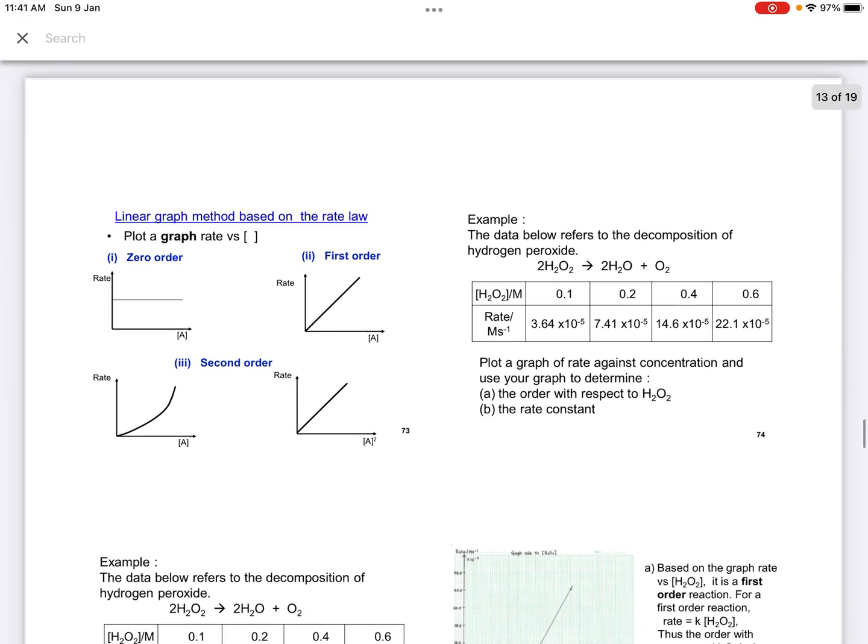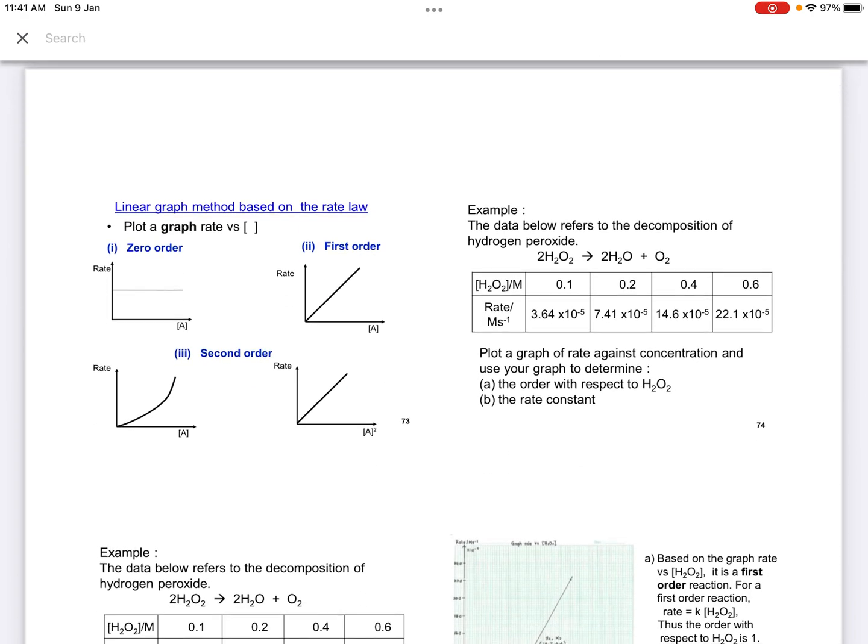Okay. So, linear graph method based on the rate law, plot of graph of rate versus time, rate versus concentration. Kalau rate versus concentration zero order, dia memang constant lah. Kalau first order, dia memang linear. Second order, dia curve. Kalau second order, dia concentration power 2, dia pun dapat linear jugalah. Depends lah. Graph ini kita boleh manipulate dia punya axis Y and axis X.